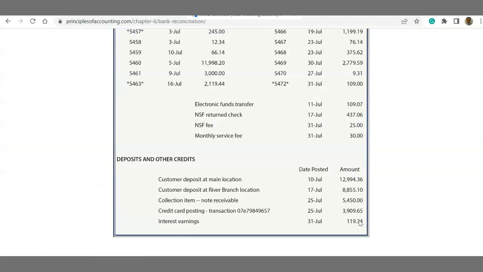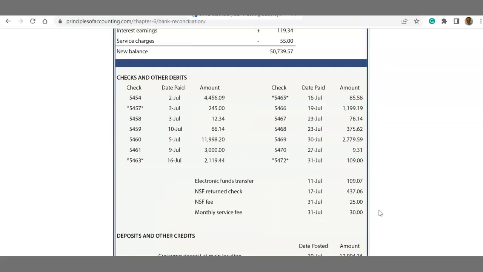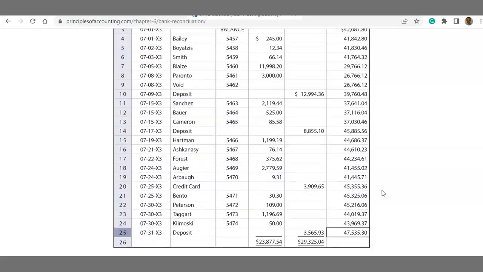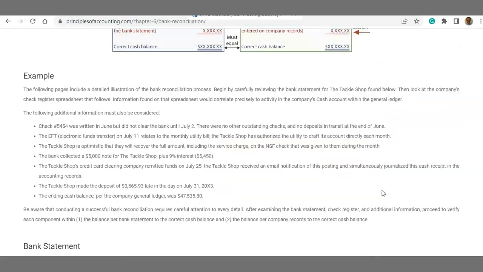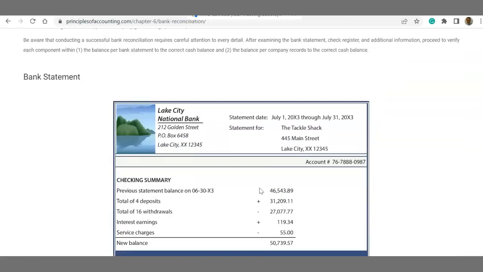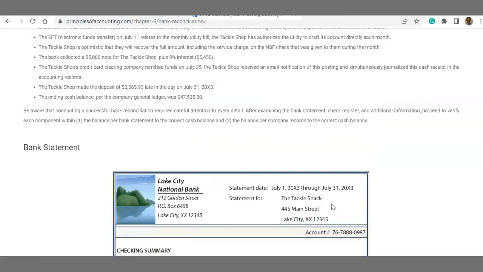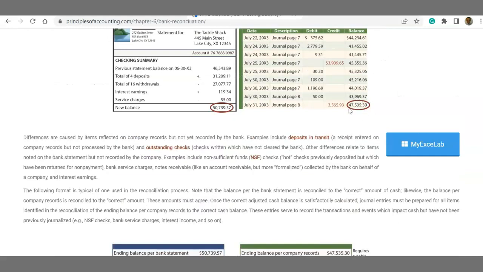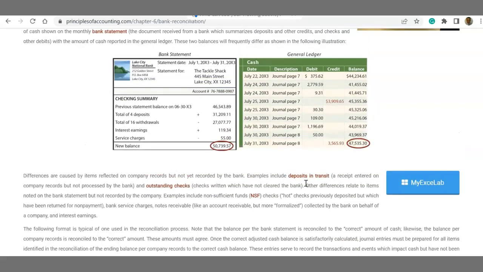Okay, so here we have a credit memo, here, credit. We have a credit memo of $119 interest earned. And here we have a debit memo of, let's say, monthly fee of $30. So now you have to do bank reconciliation just like this. Okay. So you start with $50,000 on your bank statement, which is coming from here. And then you start for the $7,535, which is coming from there in your book balance as of end of the month.